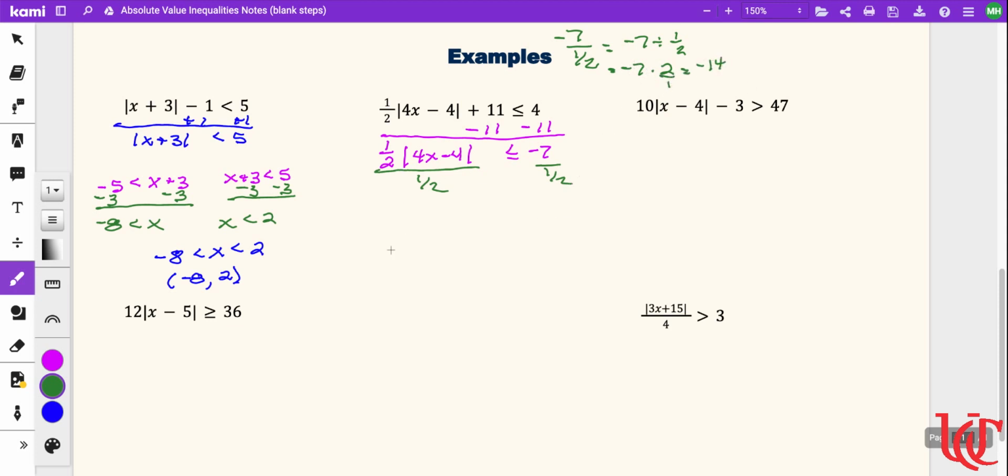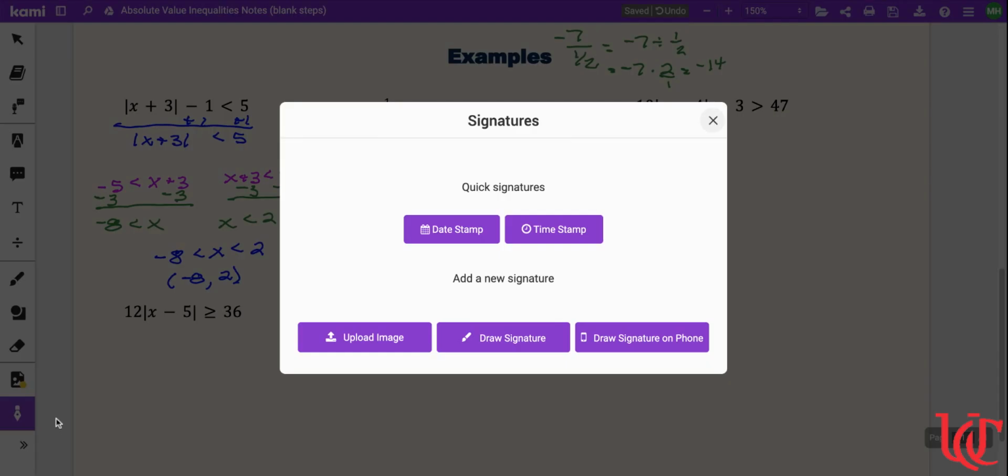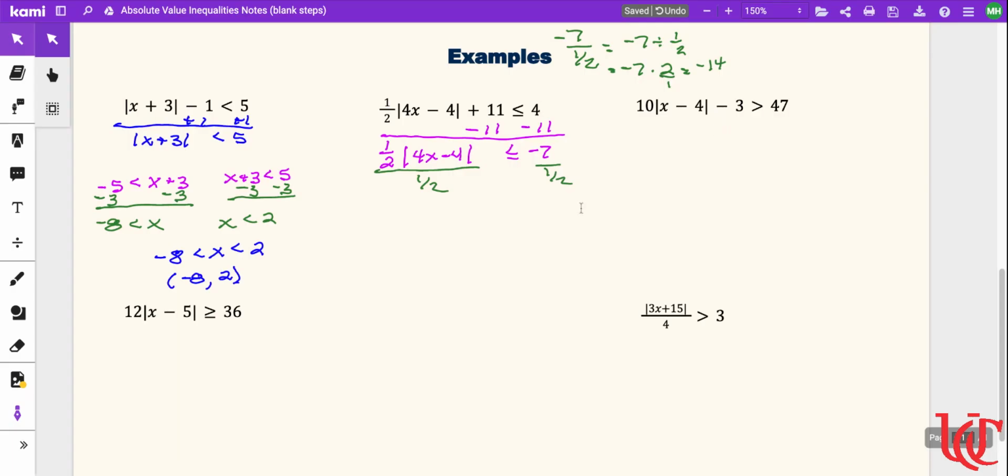All right, so I have the absolute value, wrong button, sorry.